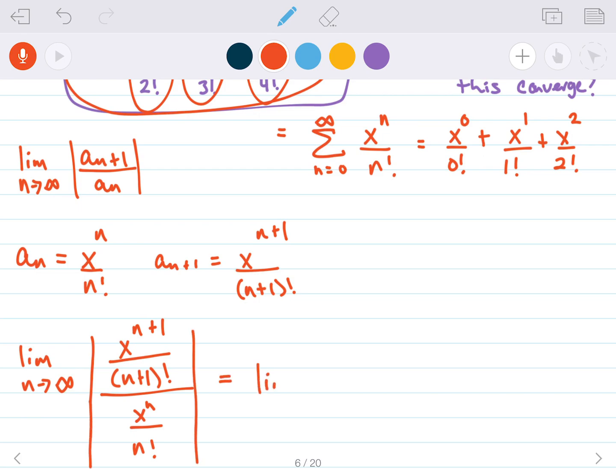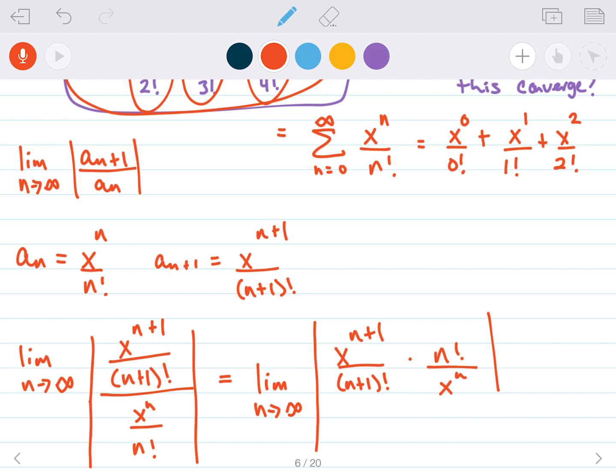All right, let's clean this up a little bit because this is a hot mess right now. Let's do complex division, which means multiplying by the reciprocal. We have x to the n plus 1 over n plus 1 factorial times n factorial over x to the n.